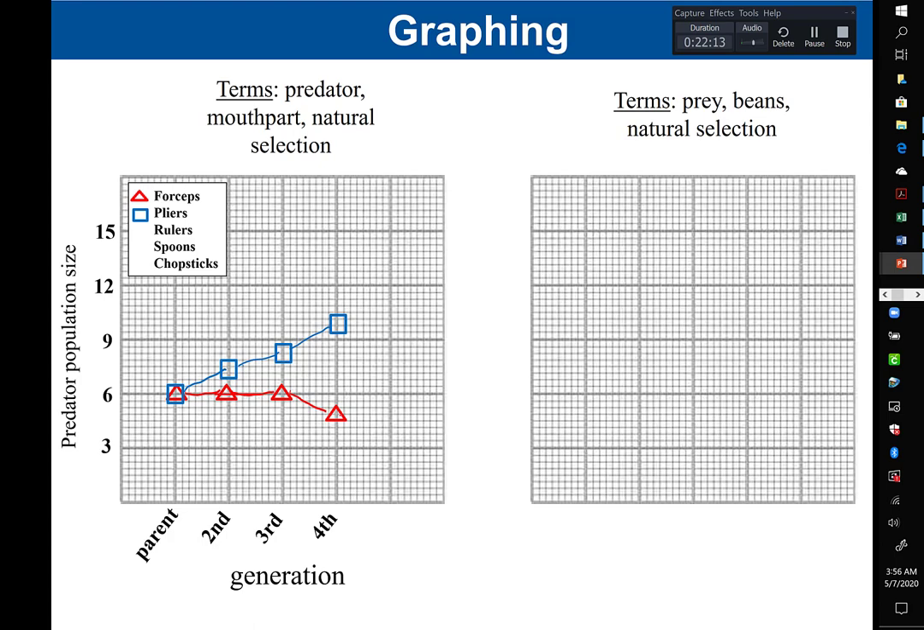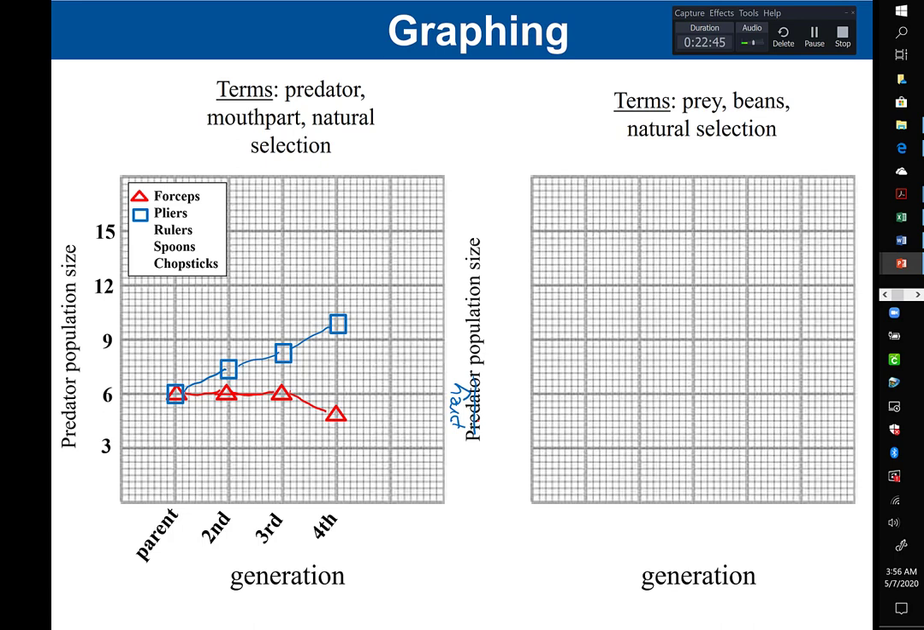Now, in our prey experiment, the graph is set up in very much the same way. We're comparing prey population size and generation. So my axes are still the same. Oops, I didn't change that. That should say not predator, that should say prey. Sorry about that. That should say prey population size. So my prey population size would be here, and generations would be on the bottom.